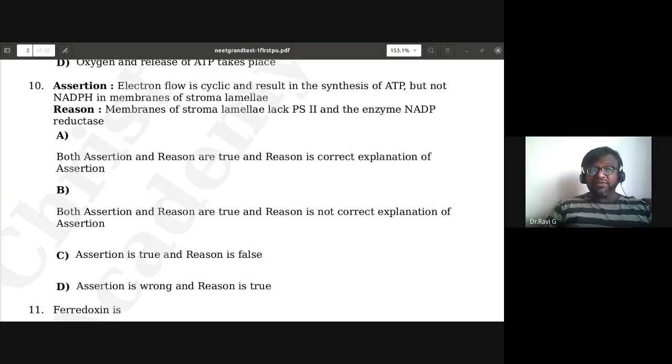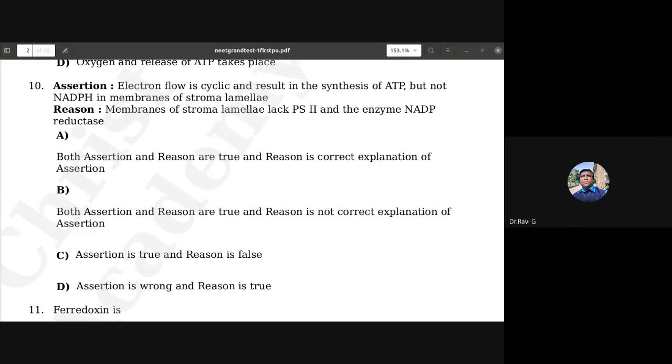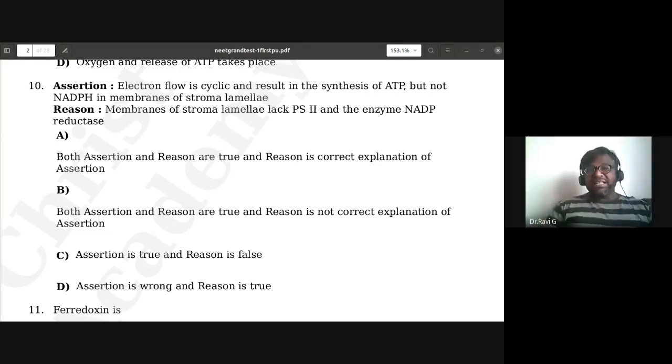So we can expect this variety of question also. You should be prepared for assertion and reason questions. The first one is the right choice here: both assertion and reason are correct statements, and the reason is the correct explanation of the assertion. So A is the answer.